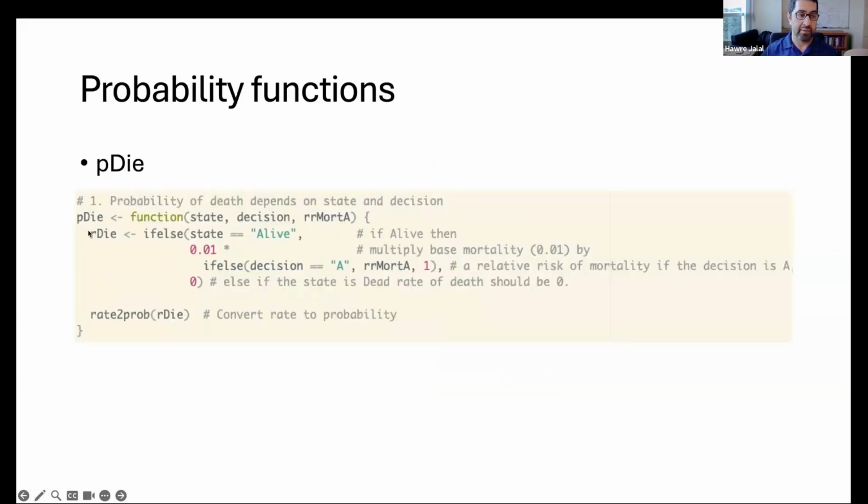So p die, for example, is a function that says if a person is alive, then only p die applies for people who are alive. And if the decision is decision A, then you can reduce the mortality by 99% here. But if a person is already dead, then else is 0. So dead people don't die. So this is the probability for all else that applies for people in that state. And then you change the rate to a probability.